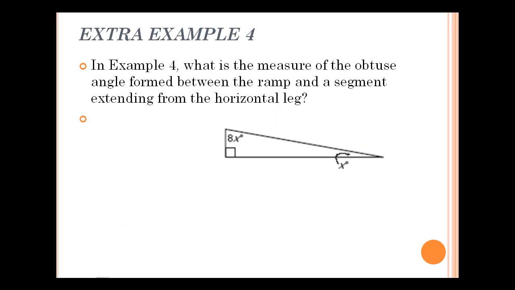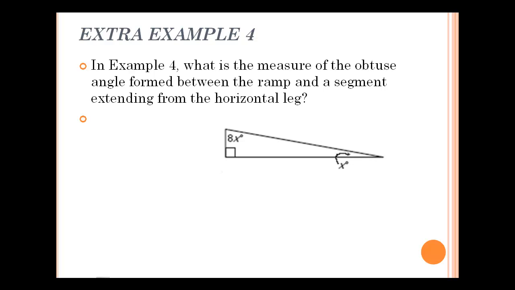Here's our extra example. So pause this and try this one on your own. Okay, welcome back. It says in example 4, what's the measure of the obtuse angle formed between the ramp and the segment extending from the horizontal leg?